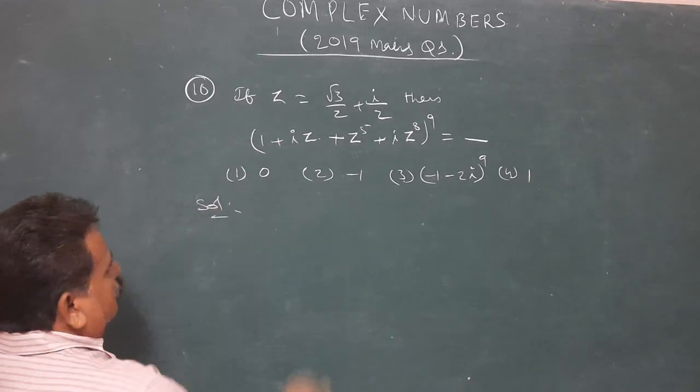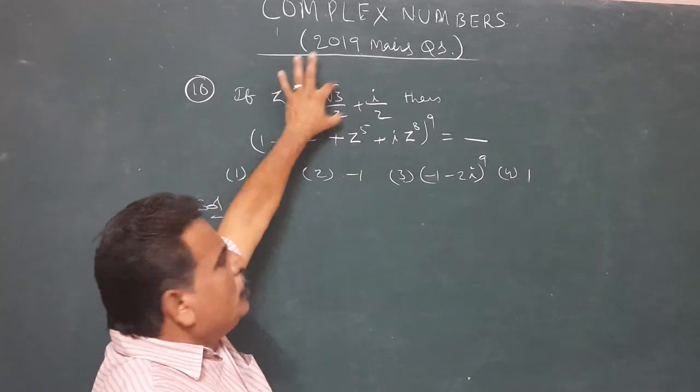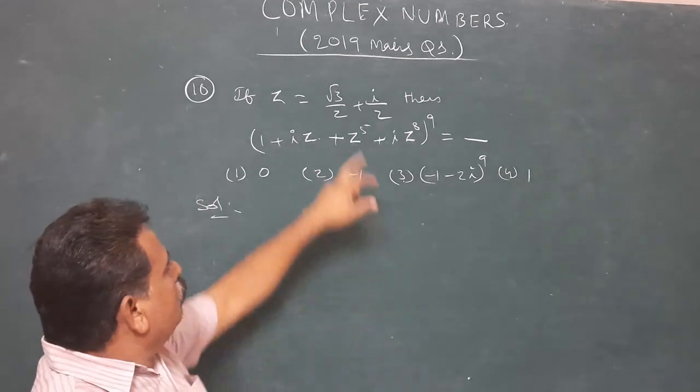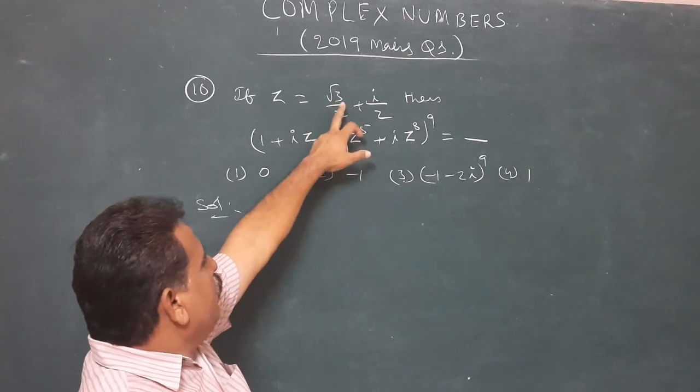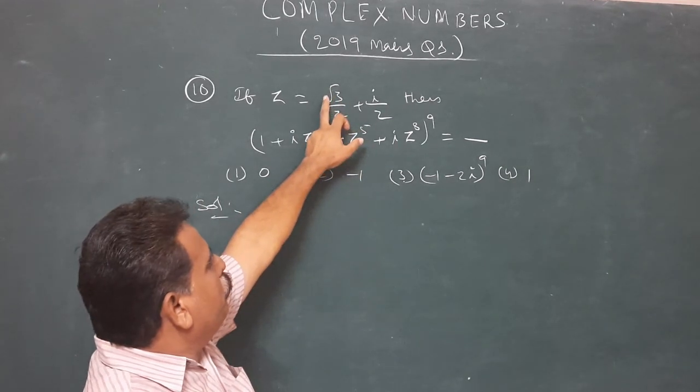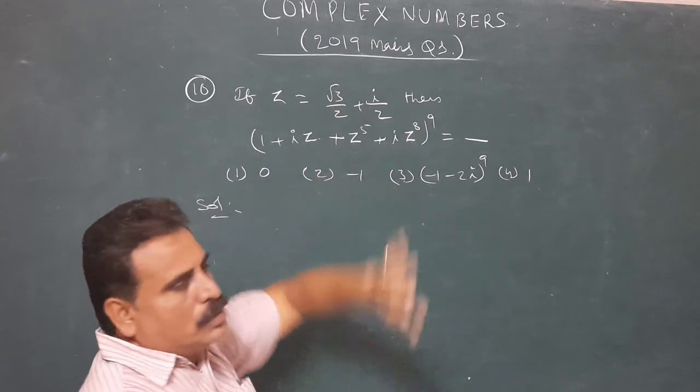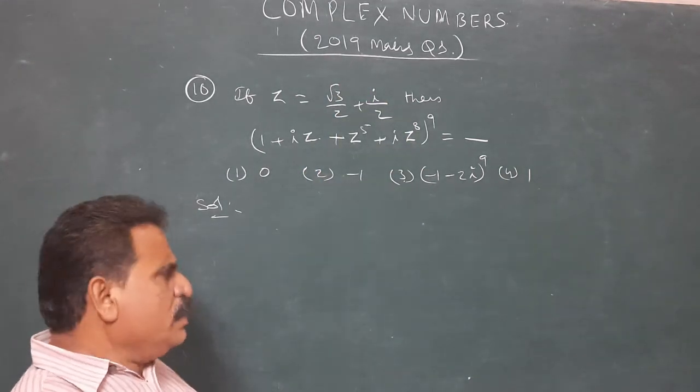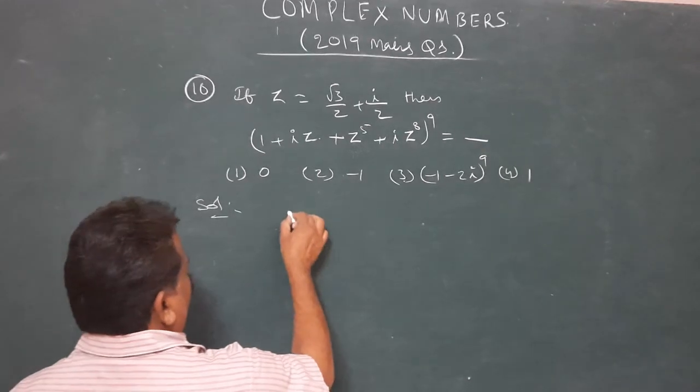One method is to change into the mod amplitude form. That means it is nothing but e power i pi by 6. That is one method. Very easy method. Now you observe here.